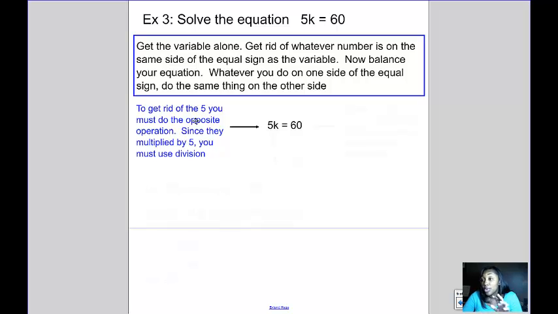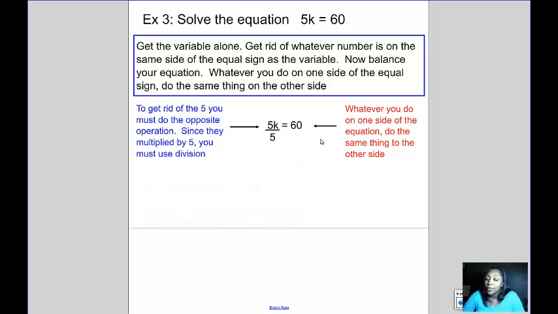Well, they are multiplying 5 times k, because we know if a number and a variable are side by side, that is multiplication. So they multiply. So to get rid of the 5, we would do the opposite, which is division. So we'd have to divide by 5. And again, whatever you do on one side, you have to do to the other. So we have to divide the other side by 5.